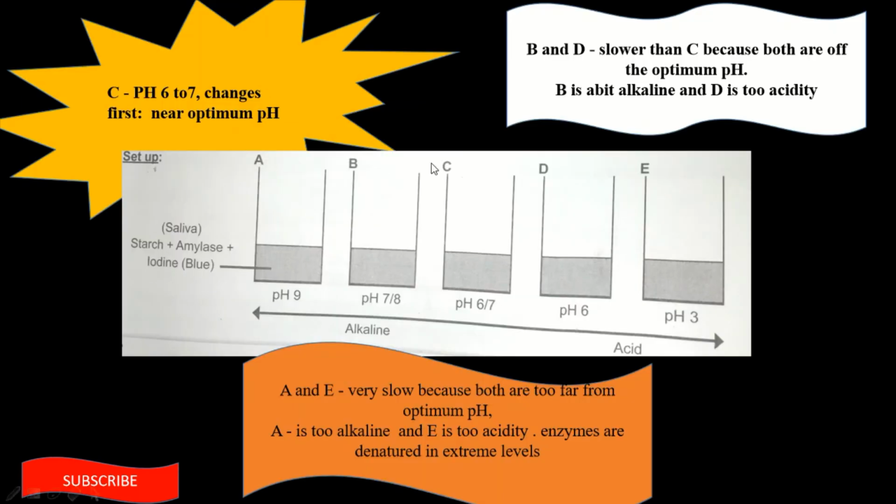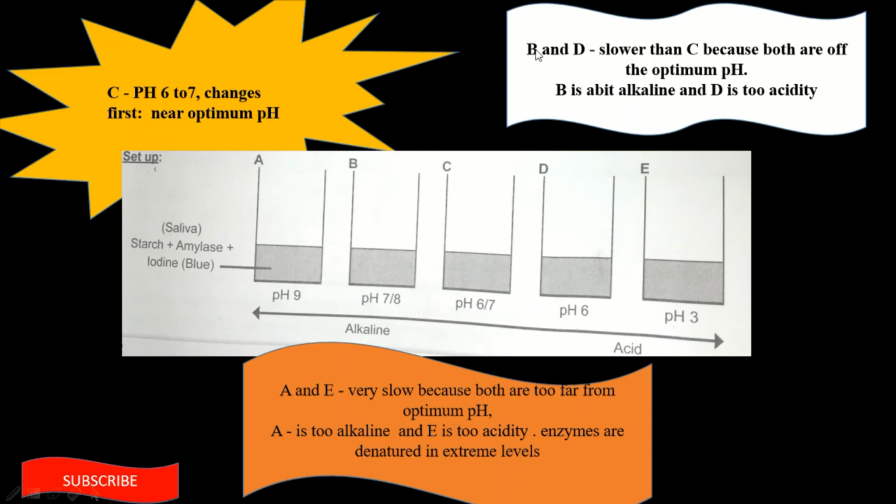Now in test tube C, which is at pH 6, between 6 and 7, we are told that changes here are fast, and it's the first test tube to change color. The reason for that is because we are near its optimum pH, the optimum pH of amylase. So because we are near the optimum pH of amylase, your amylase will be able to break down starch. Now, because your amylase will be able to break down starch, your iodine solution will change from blue to yellow to show that starch is no longer present in the test tube.